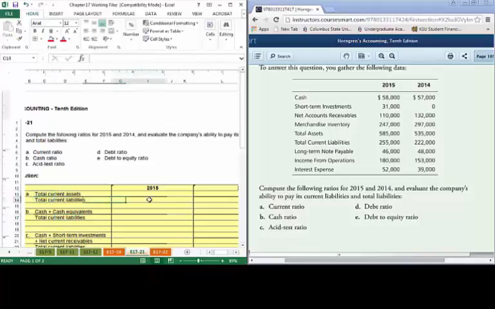So we've got current assets over current liabilities. We look over here, and you have to go through and identify which of these are current. Remember, current assets are anything that we're going to use up within a year, and current liabilities are things we have to pay within the next year. So we're going to look at cash, short-term investments, and then net accounts receivable, and our merchandise inventory.